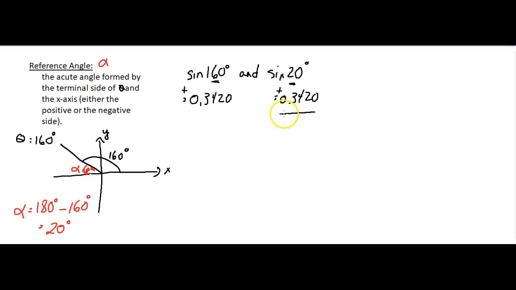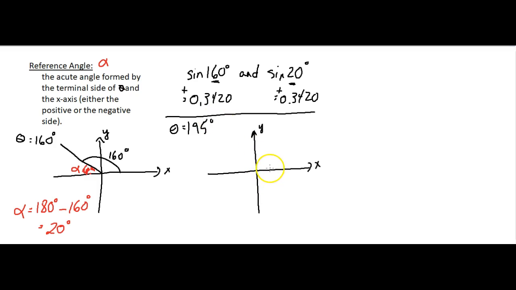So here's a practice for you. Looking at a different quadrant, find the reference angle if theta is equal to 195 degrees. So we would want to draw a diagram, 195 degrees, so starting here, actually, I'm going to let you do it. Pause the video and try to figure this one out.